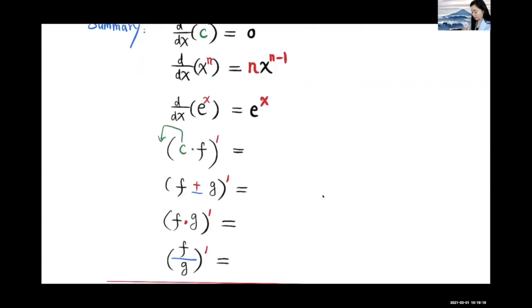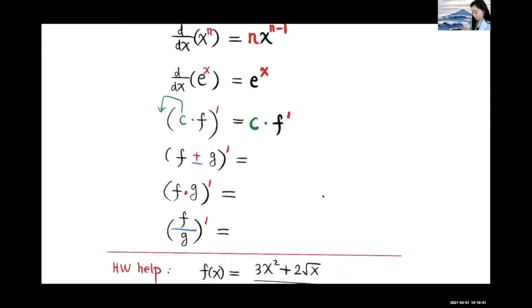Now this is the constant multiple rule. If you have a constant times a function, then this constant you can bring in front of the derivative. So you have this constant times the derivative of this function f. And this is the sum and difference rule. The derivative of the sum is the sum of the derivatives. The derivative of the difference is the difference of the derivatives.